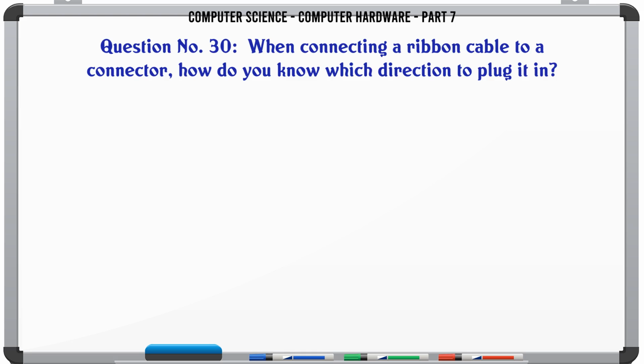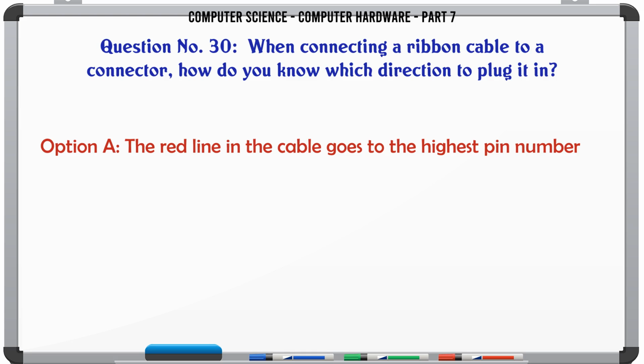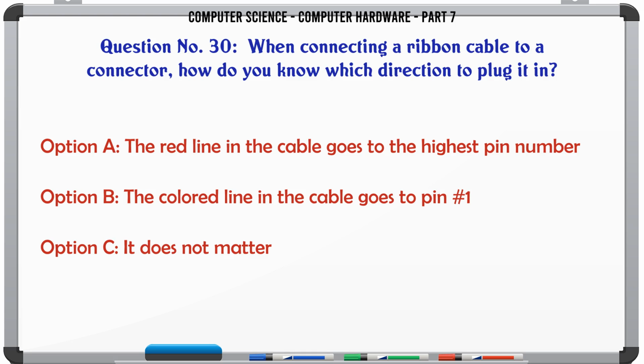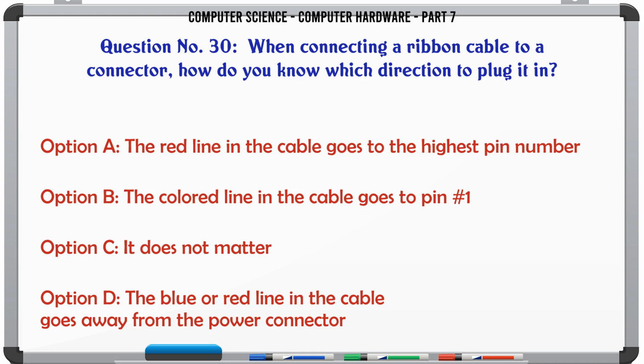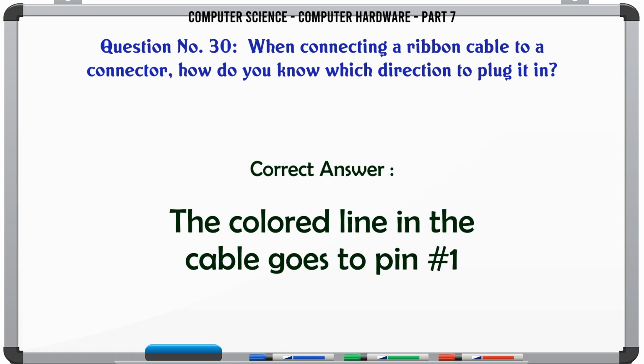When connecting a ribbon cable to a connector, how do you know which direction to plug it in? A. The red line in the cable goes to the highest pin number. B. The colored line in the cable goes to pin 1. C. It does not matter. D. The blue or red line in the cable goes away from the power connector. The correct answer is the colored line in the cable goes to pin 1.